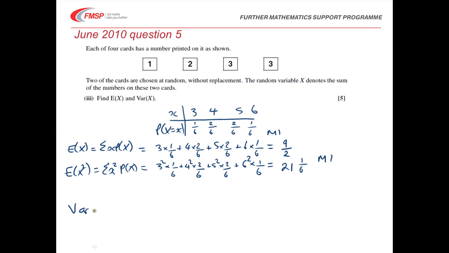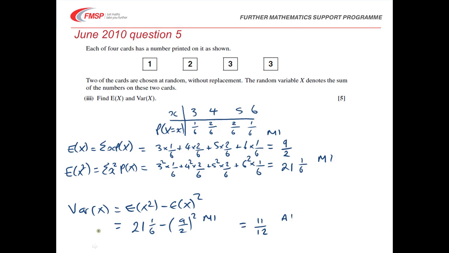Your variance of this is going to be the expectation of x squared minus the expectation of x all squared. So to trigger that second mark, we need to see 21 over 6 minus 9 over 2, or whatever you got, because it follows through. That's your method mark, and then if you carry it through, you're going to get 11 over 12, and there's absolutely nothing wrong with that as an answer. So you get A1.